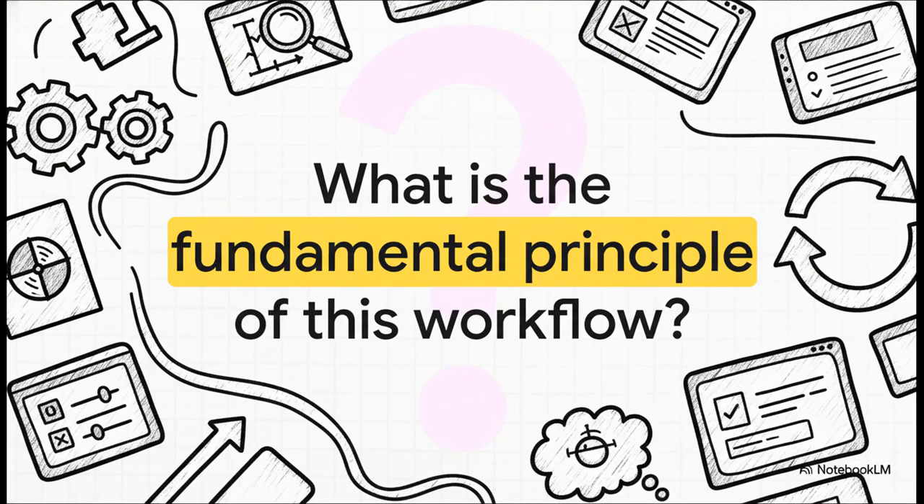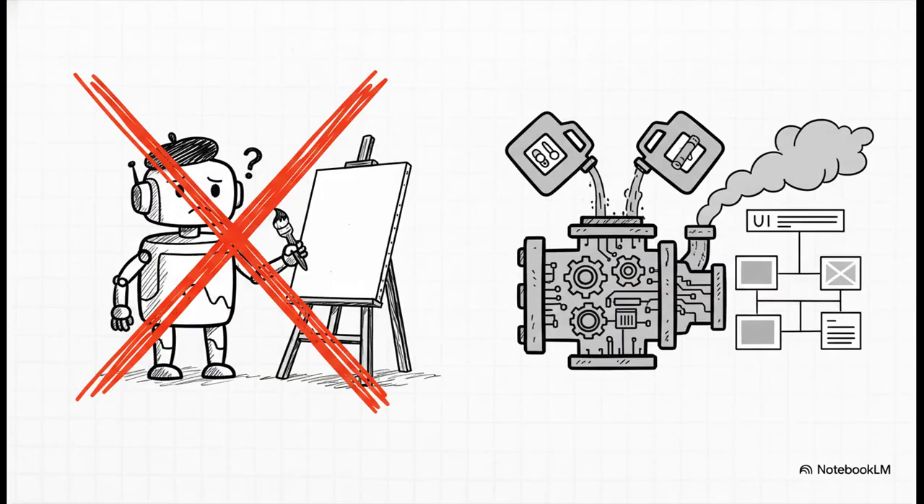And this all leads us to one final, fundamental question. What is the core principle that makes this entire workflow so effective? Here's the bottom line. Your AI is not an artist, it is an engine. And just like any engine, the quality of its output is determined entirely by the quality of the fuel you put into it. Your job is to stop asking it to create its own fuel and start supplying it with high-octane, professionally refined components and blueprints.